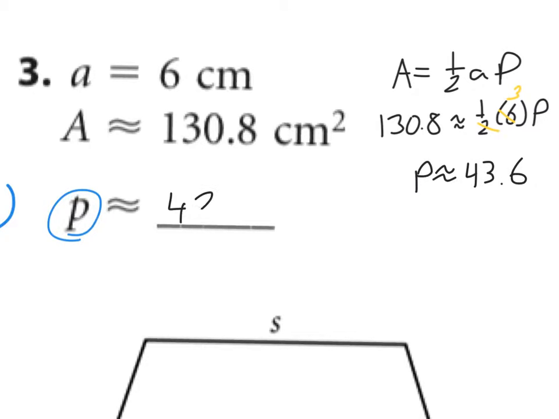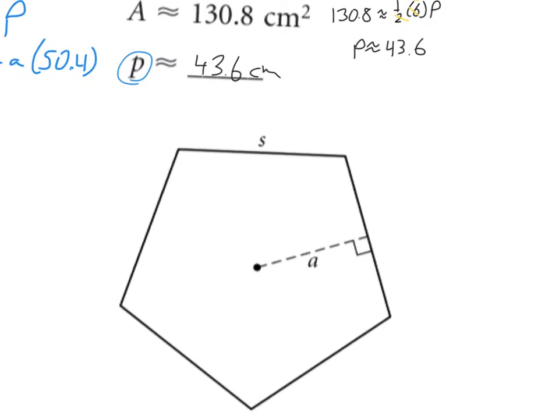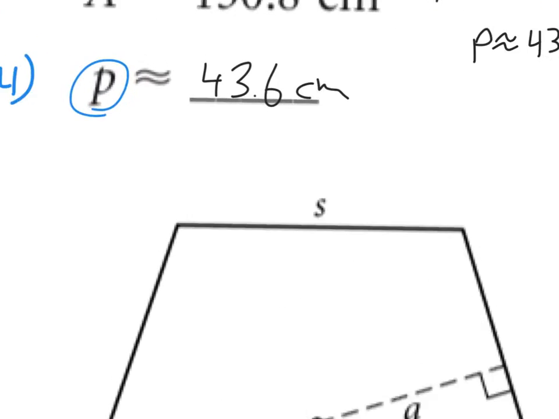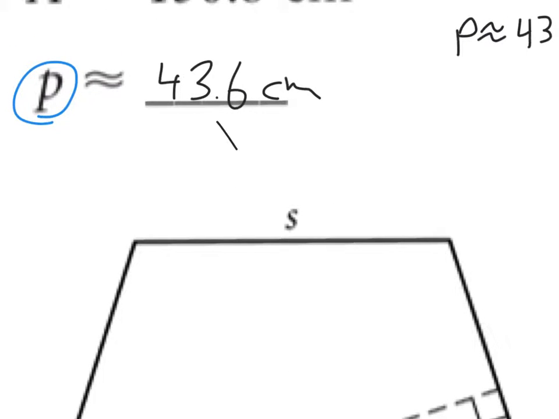Now, it doesn't ask me to go further. I'm done there. Notice centimeters there. But if it did ask me to find out what s was, what would I divide by? I would divide by 5 because it's a pentagon. So just for the sake of argument, let's go ahead and do that now to get 8.72-ish. Again, it didn't ask you to do that, but we will for an example.